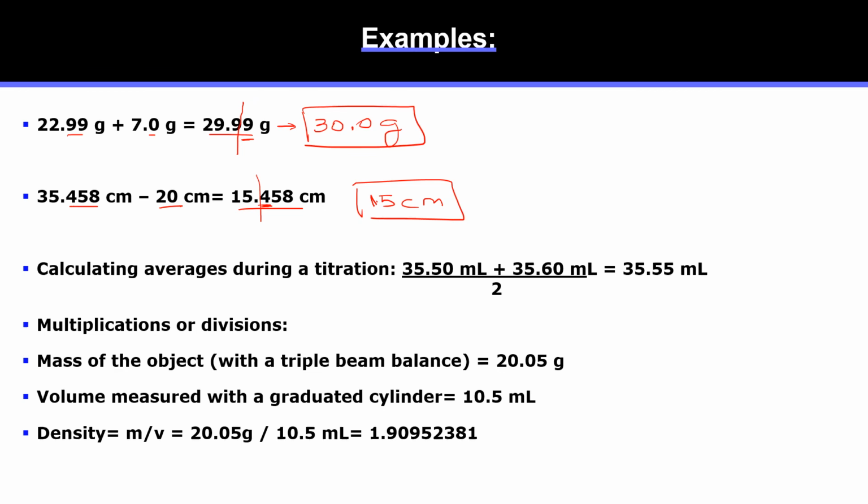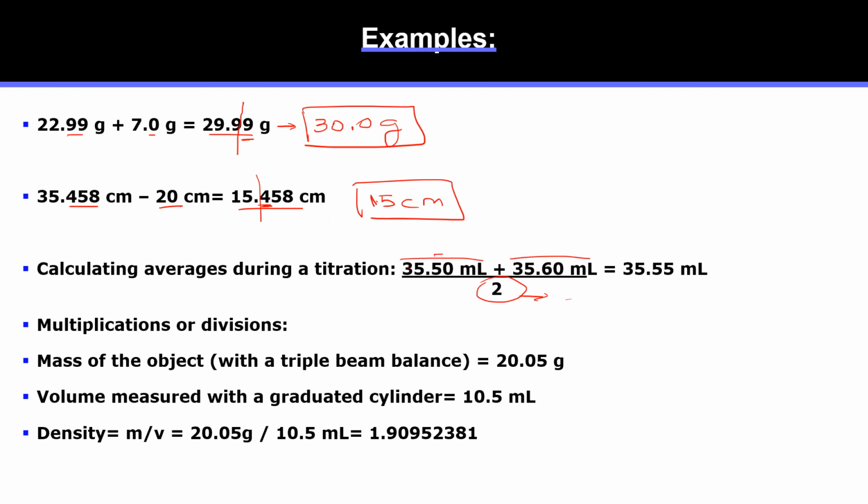Many times, specifically when you do a titration, sometimes you need to calculate averages. And when we calculate averages, we add all the numbers that we have and divide by the number of measurements, in this case 2. Those numbers that we use do not follow the rules of significant digits. They are supposed to have an infinite number of significant digits because the numbers are exact. So in this case, we don't follow the rules of division. We are going to follow only the rules of addition.